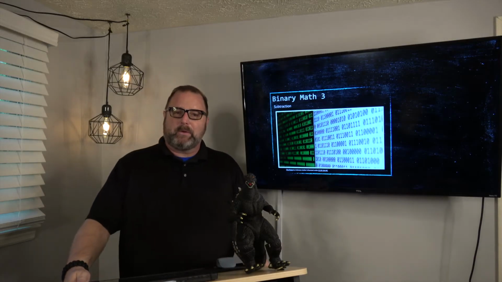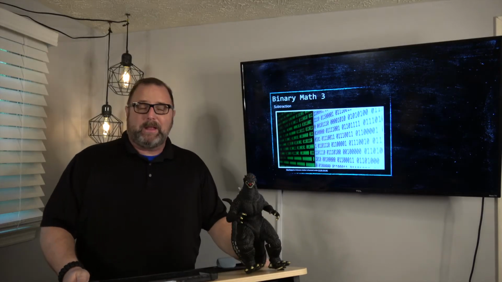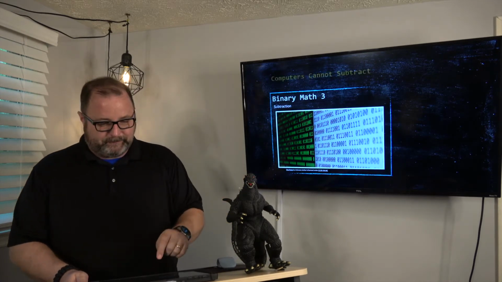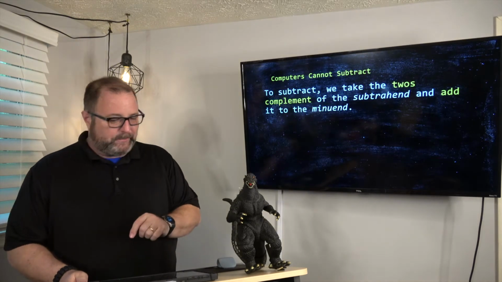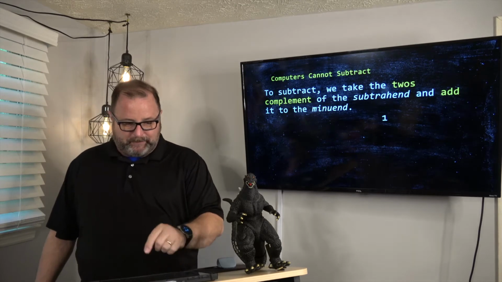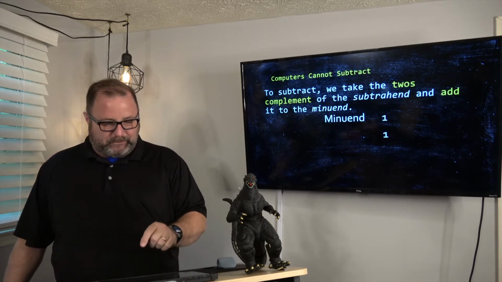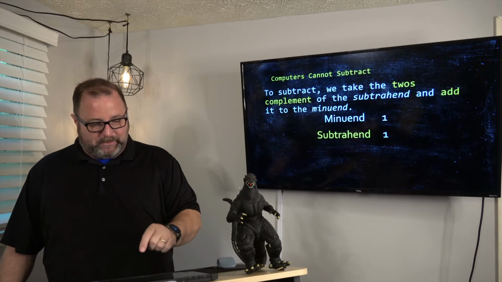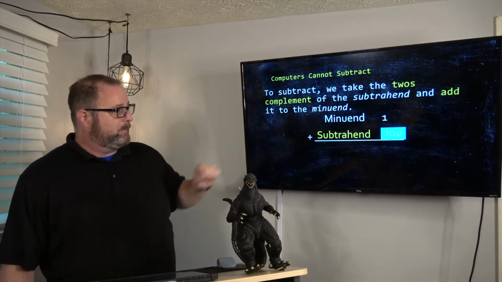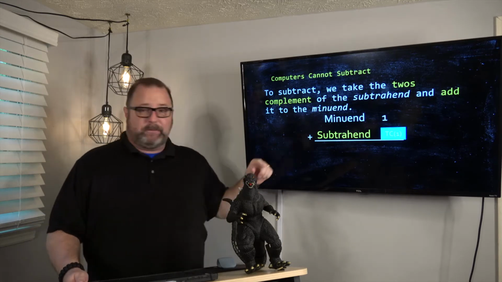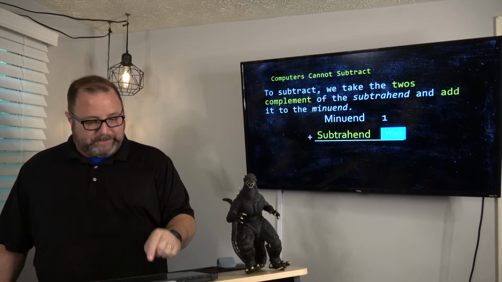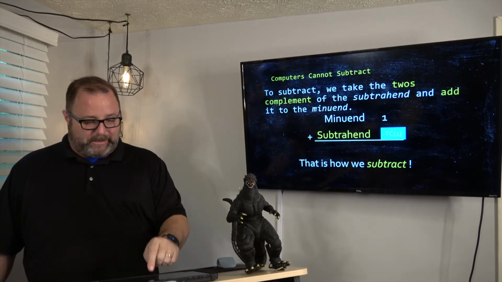In this video, we are going to complete some subtractions, and by doing so, we're going to complete our review of binary math. So we know computers can't subtract, so again, we take the 2's complement of the subtrahend and add it to the minuend. Again, just to make sure we're clear, the minuend is the top number, the subtrahend is the bottom. We're going to take the 2's complement of that one, and we're going to add it back to complete the subtraction. That is how we subtract.